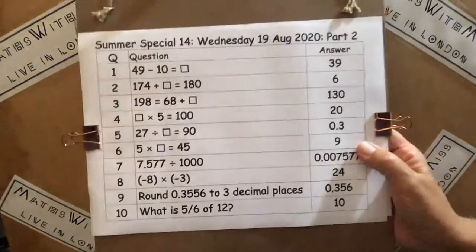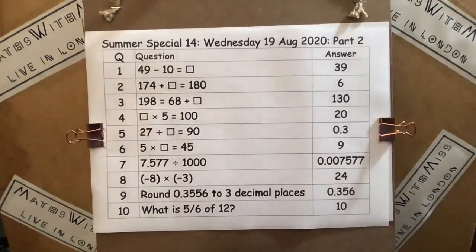Question 1 is 39. Question 2 is 6. Question 3 is 130. Question 4 is 20. Question 5 is 0.3. Question 6 is 9. Question 7 is 0.007577. Question 8 is 24.